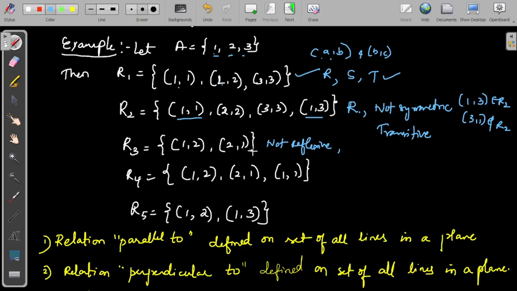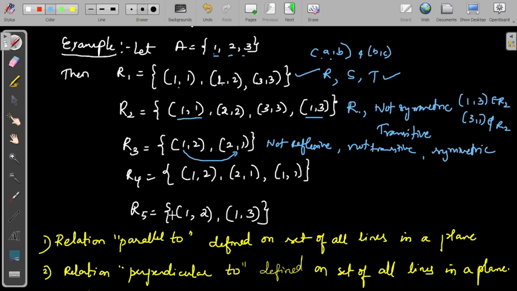It is not transitive also, not transitive. That is because look here, 1 comma 2 and 2 comma 1 belong to R3. So 1 comma 1 should belong to R3, but 1 comma 1 is not there in R3, therefore it is not transitive, but it is symmetric. This relation is only symmetric. That is because 1 comma 2, 2 comma 1, the reverse ordered pair is there in R3.